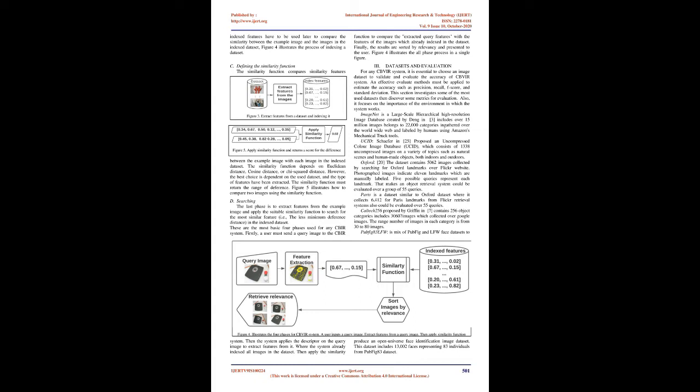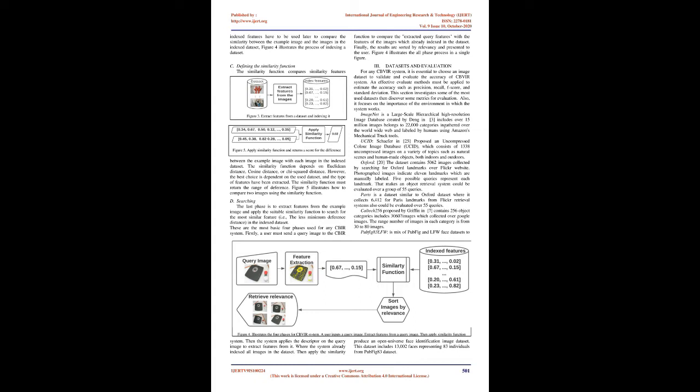Firstly, a user must send a query image to the CBVIR system. Then the system applies the descriptor on the query image to extract features from it, where the system has already indexed all images in the dataset. Then it applies the similarity function to compare the extracted query features with the features of the images already indexed in the dataset. Finally, the results are sorted by relevancy and presented to the user. Figure 4 illustrates the all-phase process in a single figure.